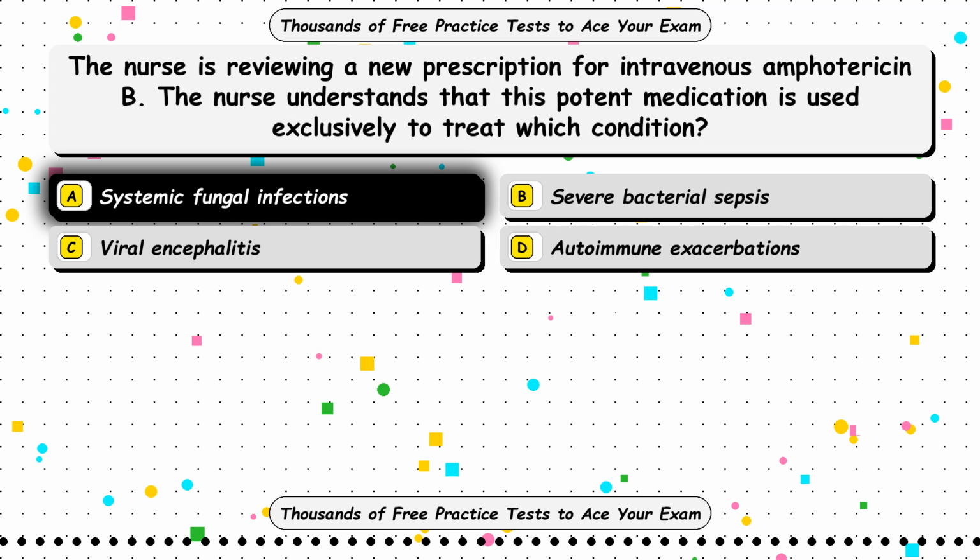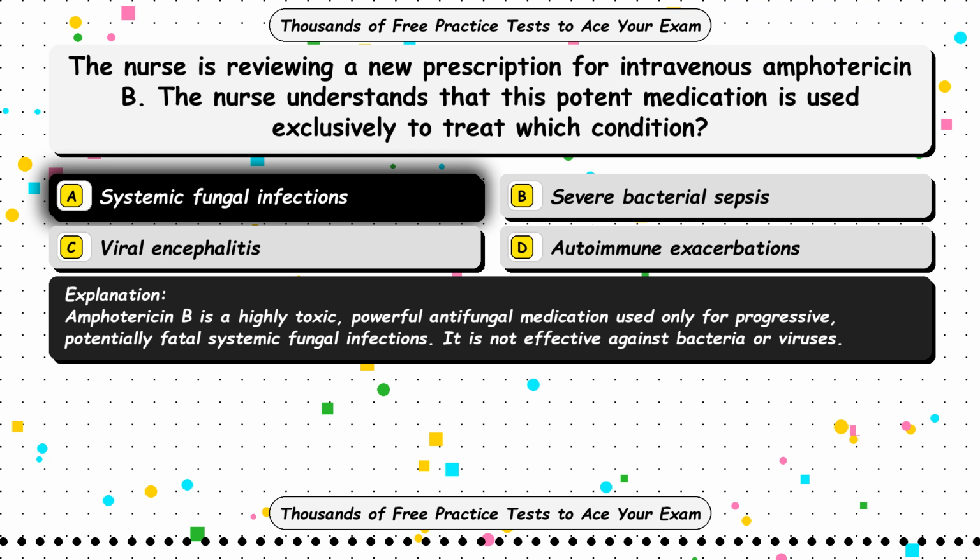The correct answer is option A, systemic fungal infections. Amphotericin B is a highly toxic, powerful antifungal medication used only for progressive, potentially fatal systemic fungal infections. It is not effective against bacteria or viruses.